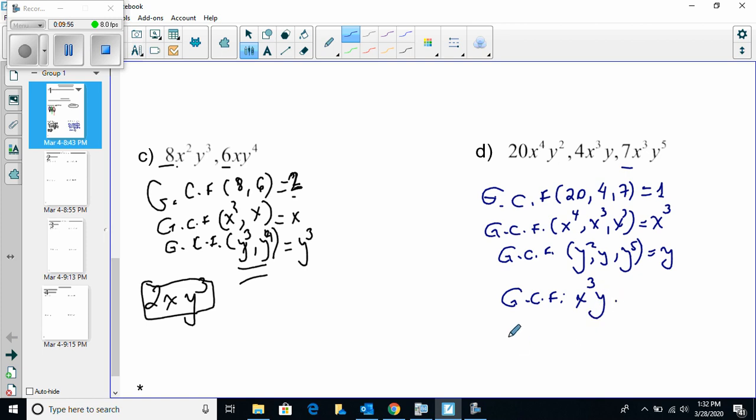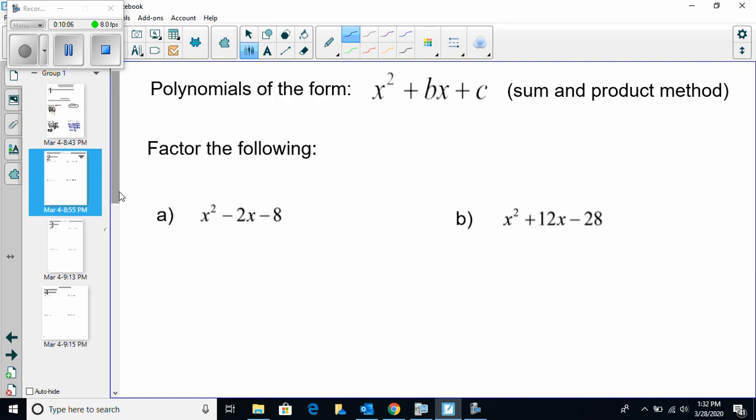So if we have to factor out, then we will factor out just x to the power of 3 and y. Okay, so now this, as I said, is a review from Math Fancy, but if you feel that you need this, by all means, take a look and continue. If you feel that you are okay, then you have to move to the second part of this lesson.